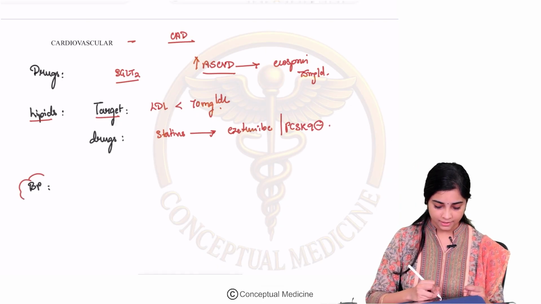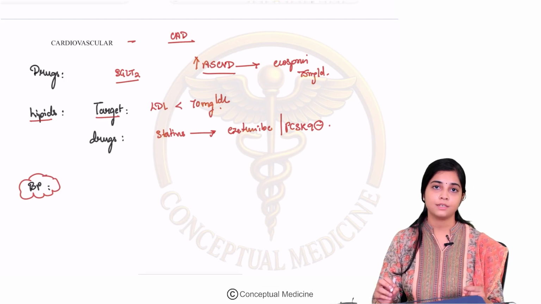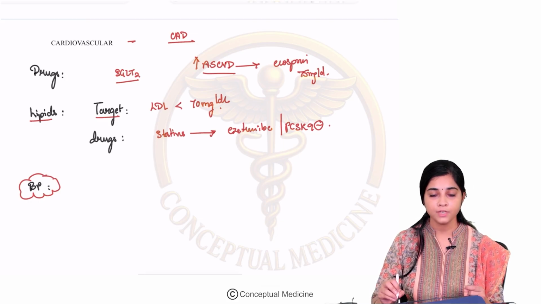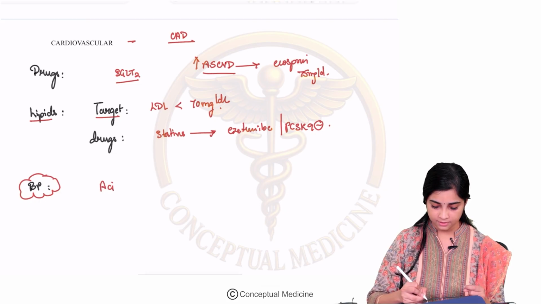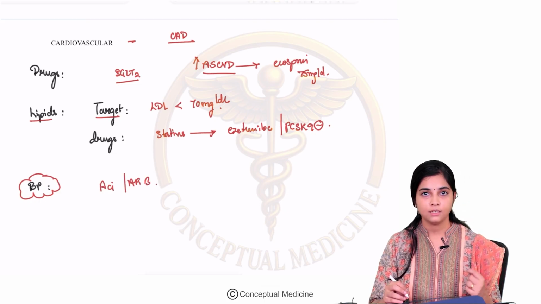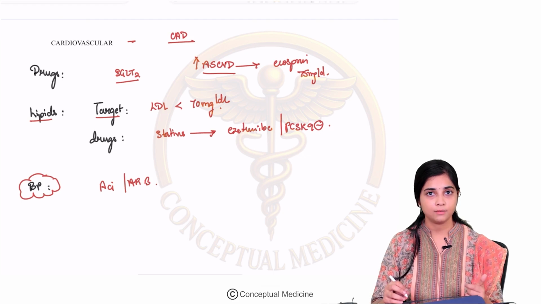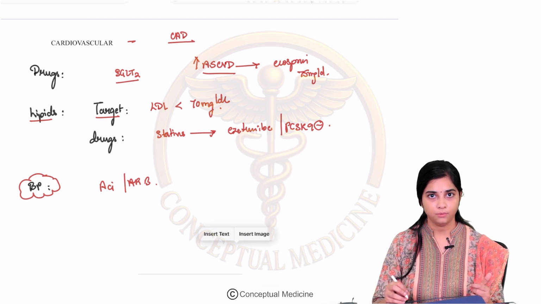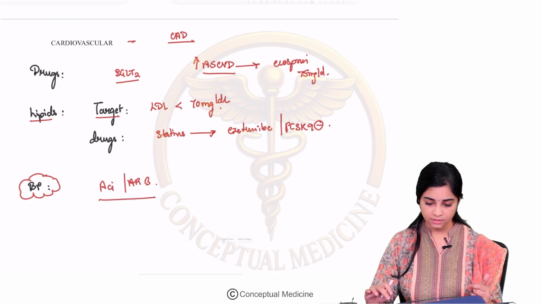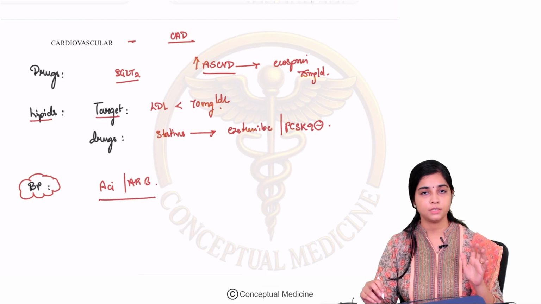Okay. Another very important part of cardiovascular risk factor management is the management of blood pressure. The first line drugs are ACE inhibitors or ARBs, which is losartan, telmisartan, and the ACE inhibitor is ramipril. Okay.